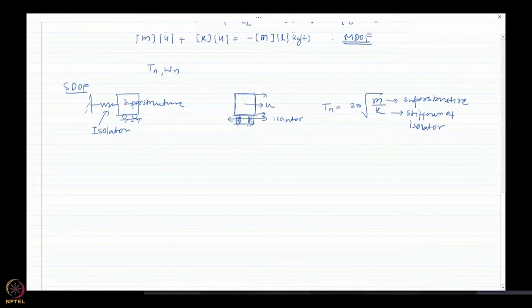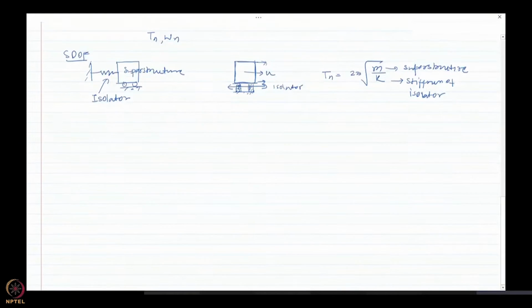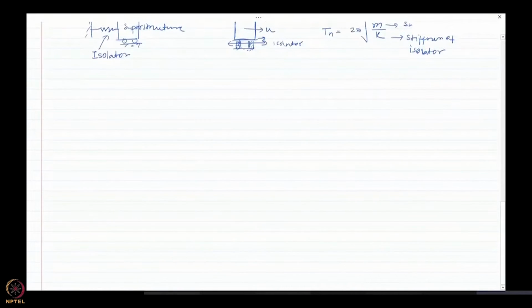But as you can imagine, in reality the superstructure would not be rigid, right? It would have some finite flexibility, and it is important that we take that flexibility into consideration to completely understand the behavior. So let us do that. Let us see how we do that. Let us say I had a base isolated structure in which the superstructure is represented by this frame.